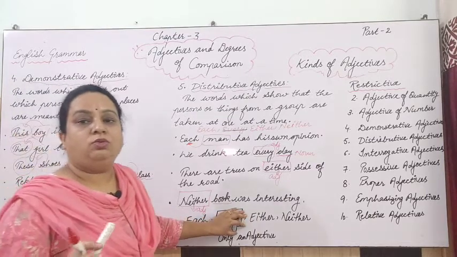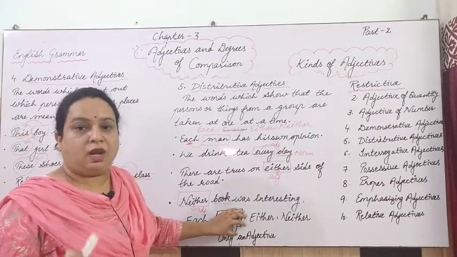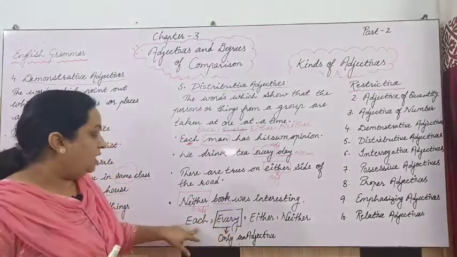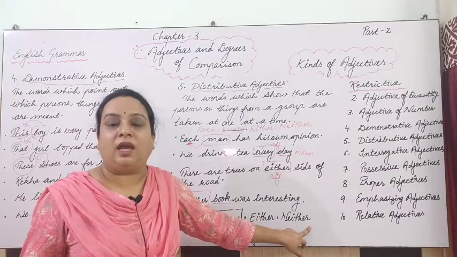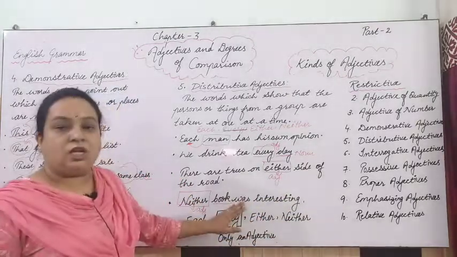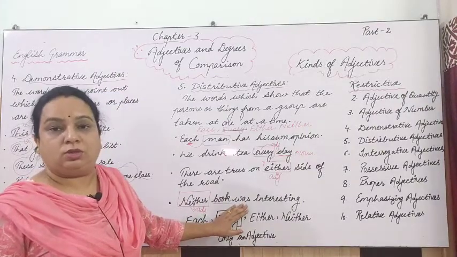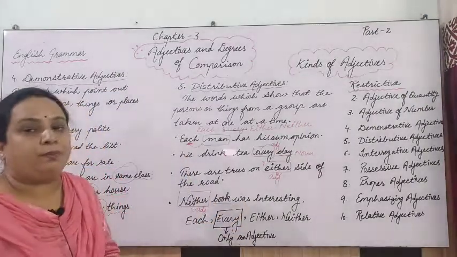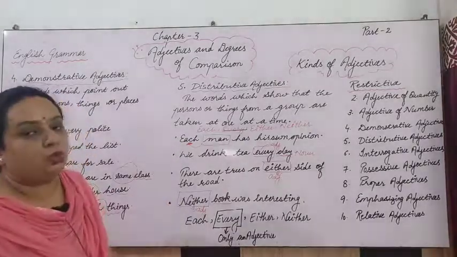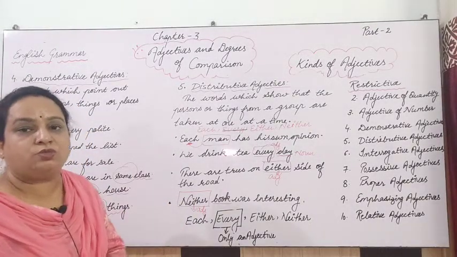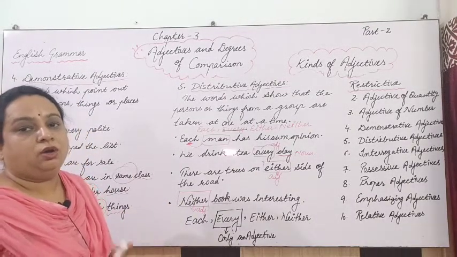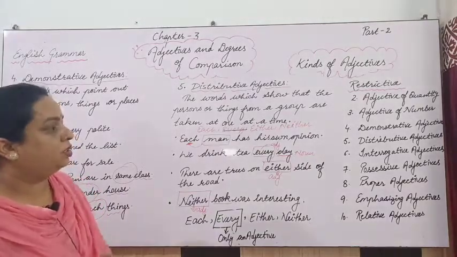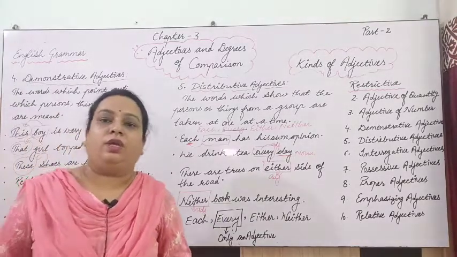distributive pronouns are only three: each, either, and neither. Every we will not include in pronouns. Okay, so this is very important. Just take a screenshot and note it down, because these are points which are not given in your book too. So please make notes of this and learn for your examination.